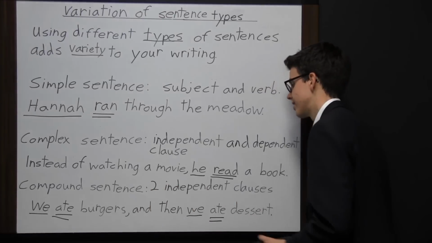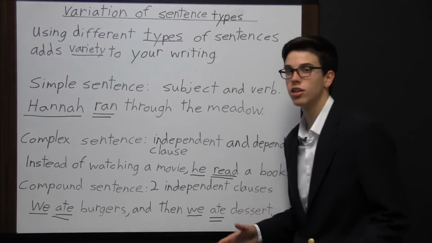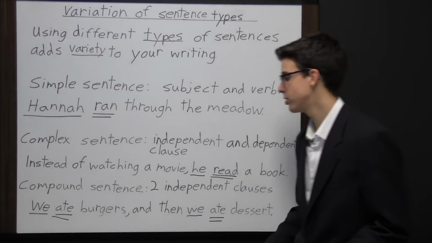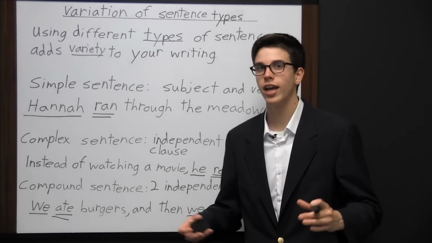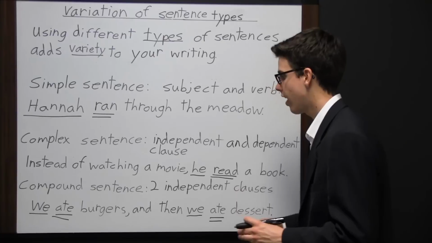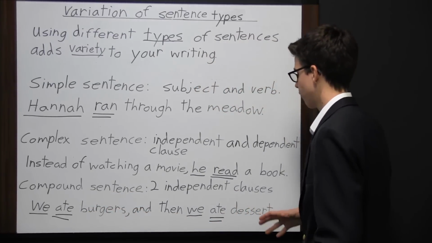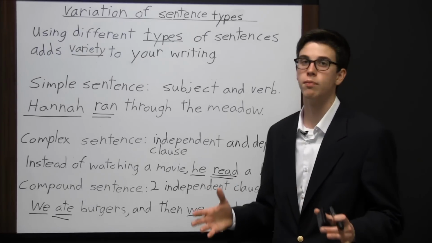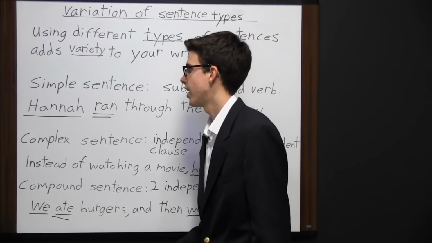But these are 2 sentences. These are 2 independent clauses because both of these clauses could be sentences by themselves. I could come up to you and say, we ate burgers, and that would be a complete thought. Or I could say, then we ate dessert. That would be a complete thought. So by joining these 2 together, we're forming one sentence out of what could be 2 sentences. So that's 2 independent clauses, which makes a compound sentence.